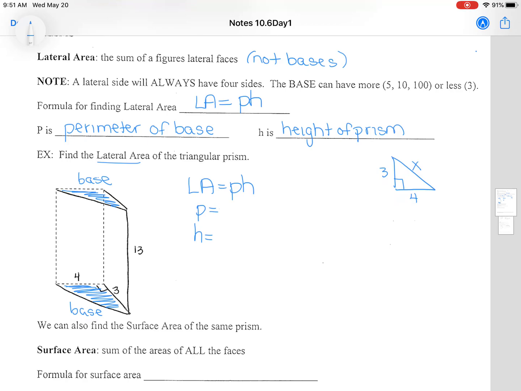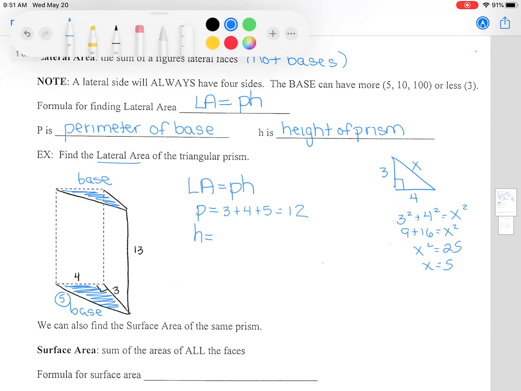And so if we have to get perimeter, we have to ask ourselves, okay, if I want to get perimeter, how do I go about finding the 3rd side? Well, it's a right triangle. I can use Pythagorean Theorem. So 3 squared plus 4 squared equals x squared. We get 9 and 16 equals x squared, so x squared is 25, which means x is 5. So that means my missing side over here is equal to 5. So my perimeter is 3 plus 4 plus 5, which gives me 12.